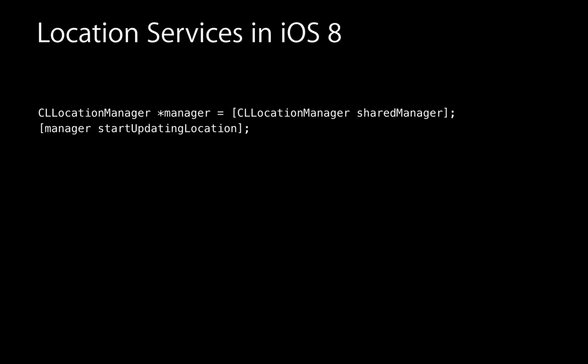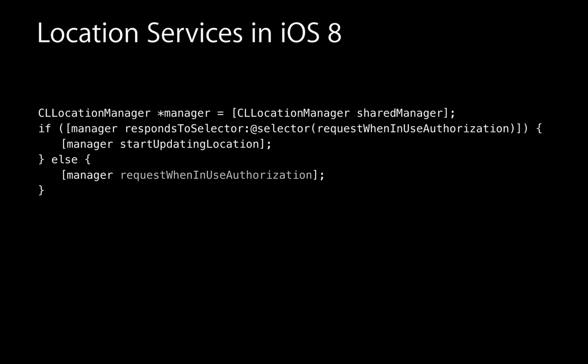So let's take a look at what a code example might look like for this. On iOS 7, you probably would have had some code that looks similar to this. With CLLocationManager, you get a shared manager object, and then you call startUpdatingLocation. This is what implicitly prompted the user for access to location. In iOS 8, we're changing that so that you explicitly request access to a user's location by calling requestWhenInUseAuthorization. In this example, we're asking the Objective-C runtime, do you respond to the selector requestWhenInUseAuthorization? And if not, then we call the old way of doing it.